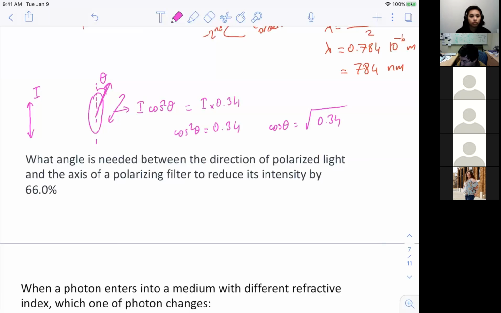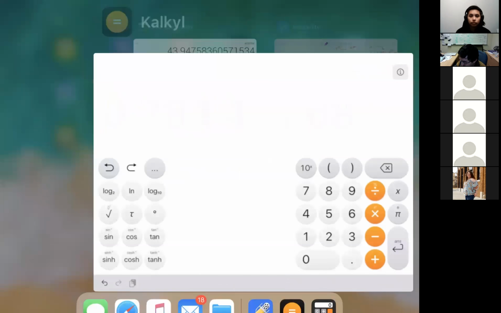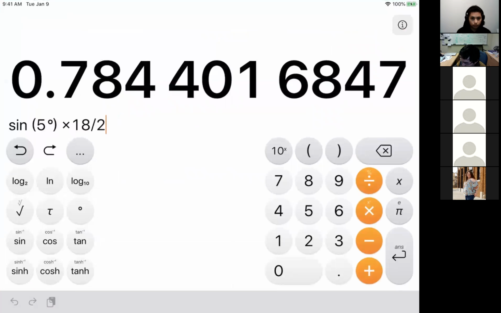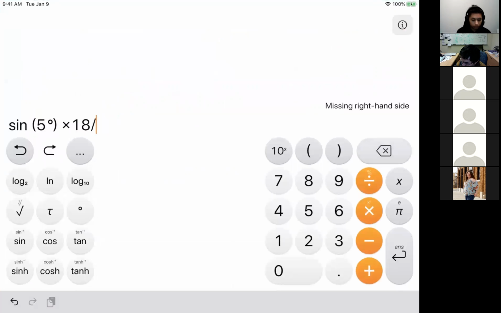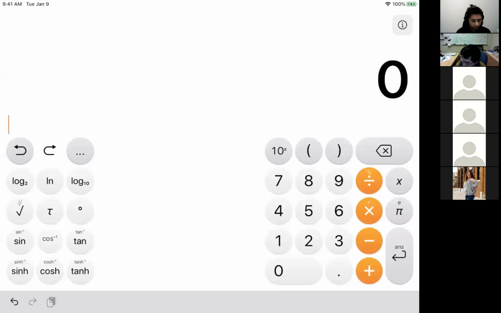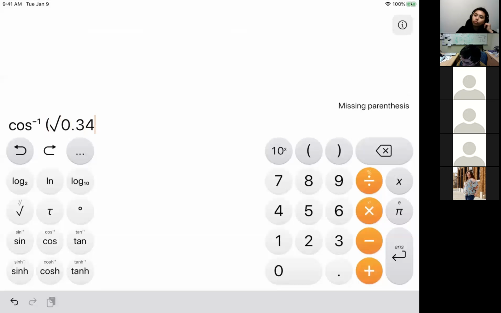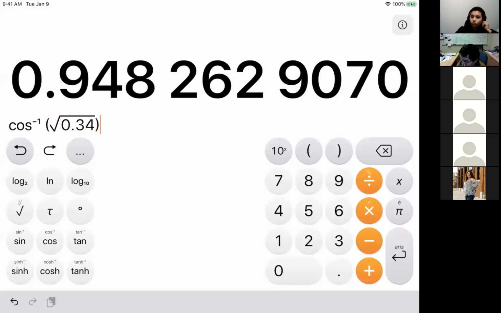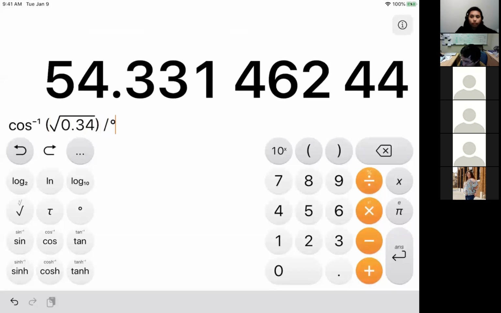Then how would you do this? You need to do inverse cosine of the square root of 0.34. Then it's giving the radian. Then you need to convert into degrees, and it's going to be 54 degrees.